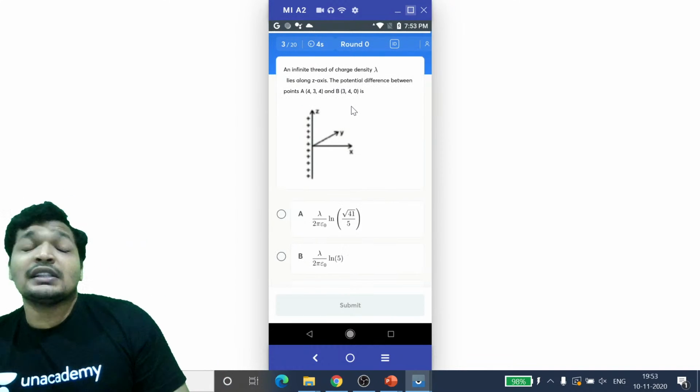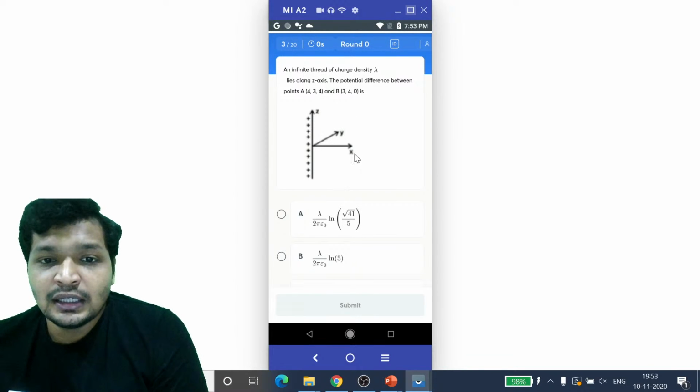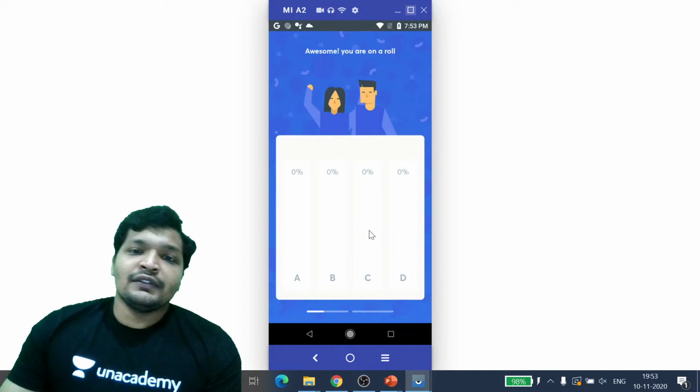Okay, this lambda, I'm sorry guys, this lambda is not sigma, this is one thread. So yes, that is the way you would go about it.